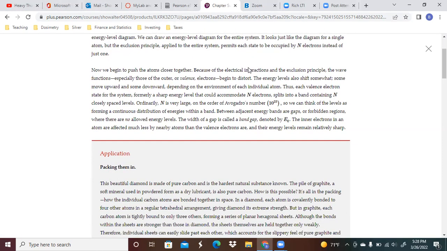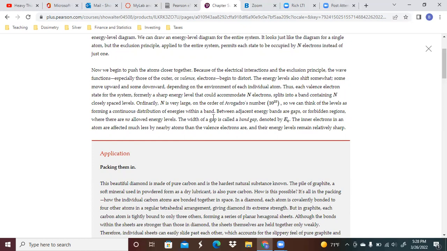Now let's push them together. Because of the electrical interactions and the exclusion principle, the wave functions, especially those for the valence electrons, begin to distort. And the energy levels also shift somewhat. Some move upward, some move downward, depending on the environment of each individual atom. Thus, each valence electron state for the system, formerly a sharp energy level that could accommodate n electrons, splits into a band containing n closely spaced levels.